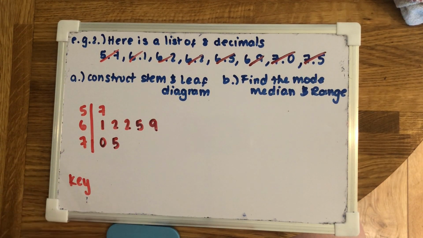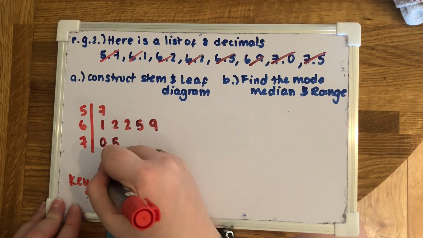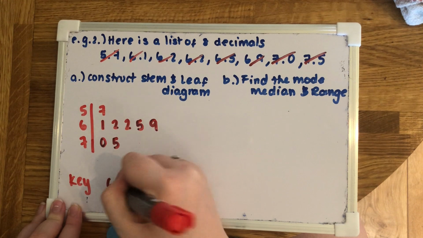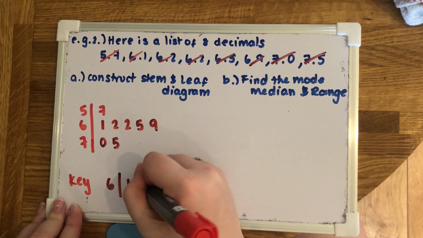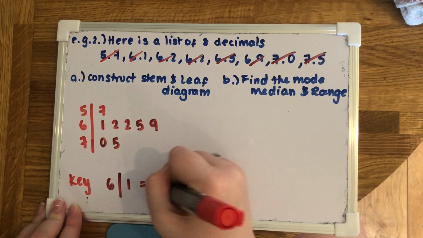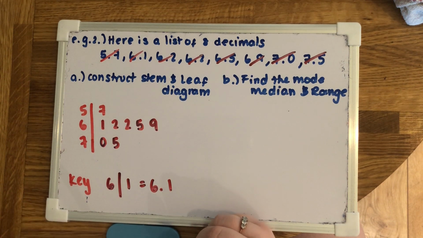Okay, again we need our key, so it doesn't matter which one you pick. I'm going to pick 6.1. So the 6 and then the line and then the 1 is the same as 6.1. Okay, because if we were using the other way, it would actually mean 61. So it's really important that we do our key. Okay, so that's another thing a lot of people will forget.